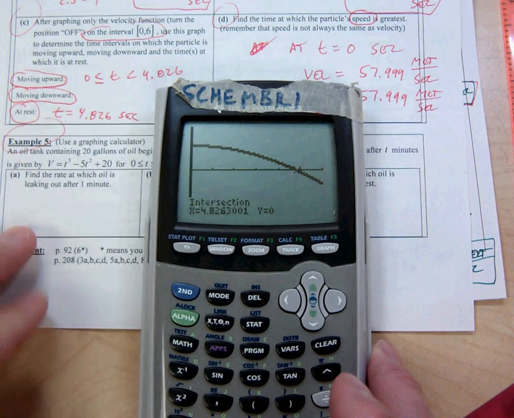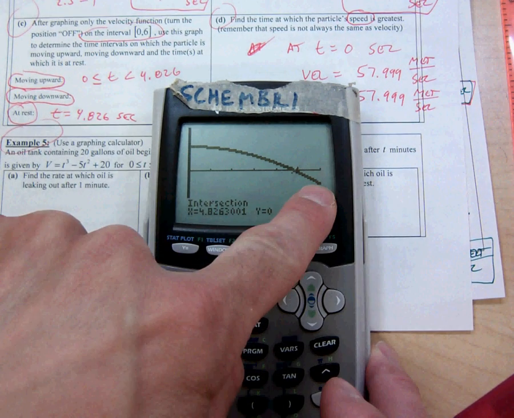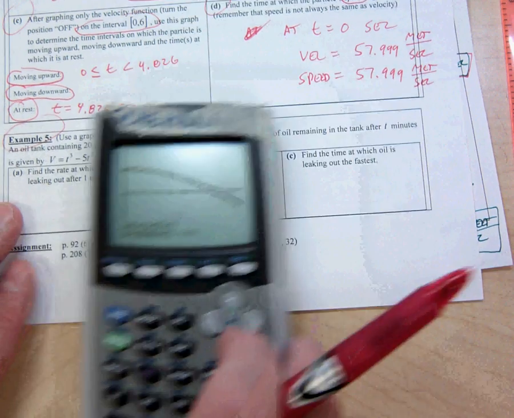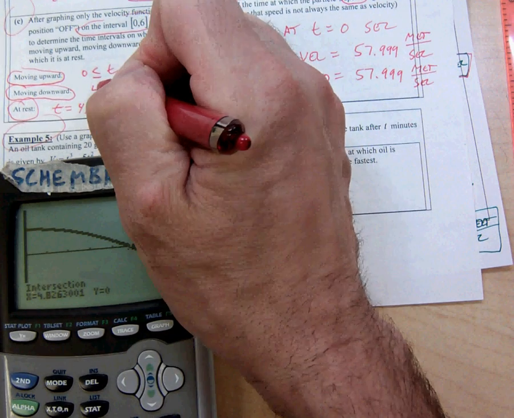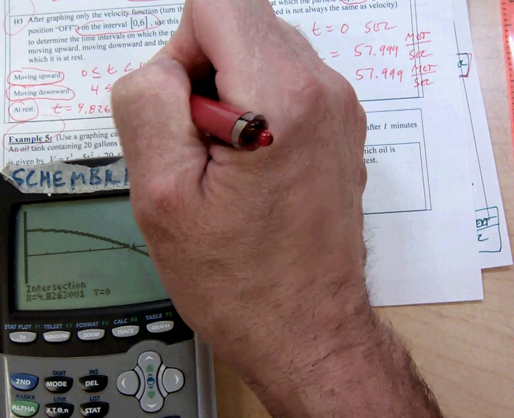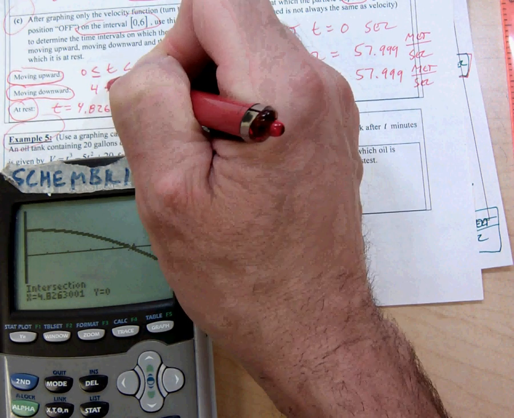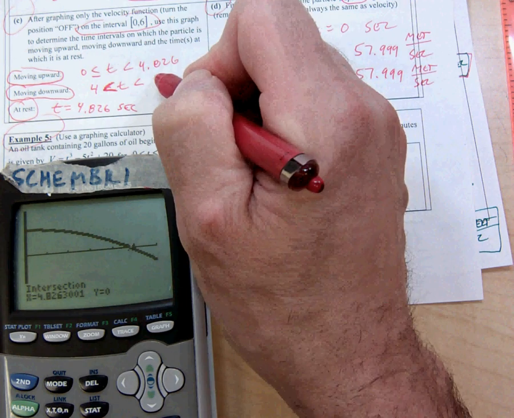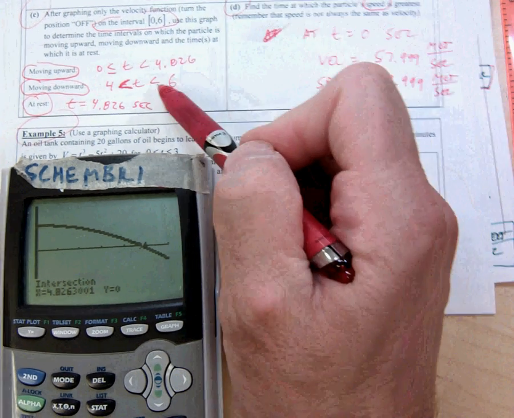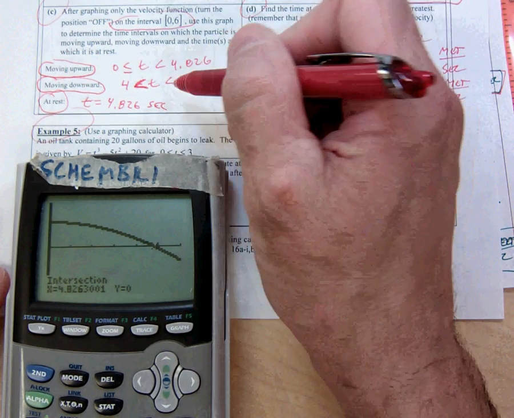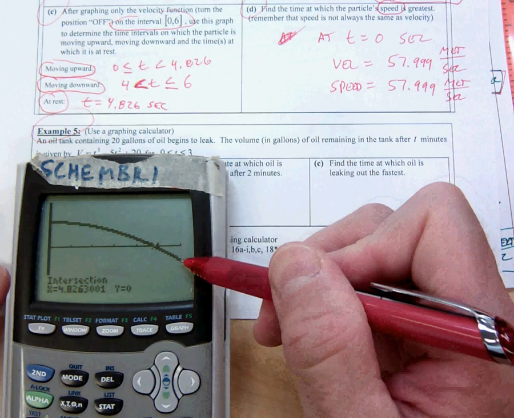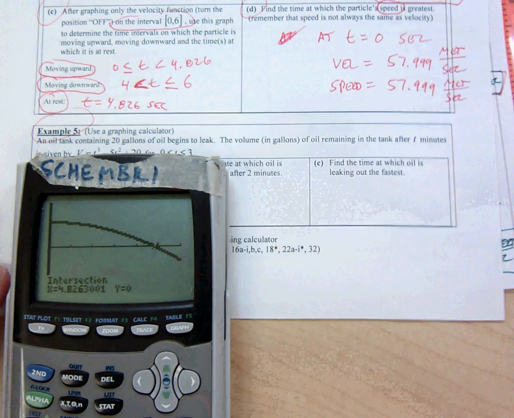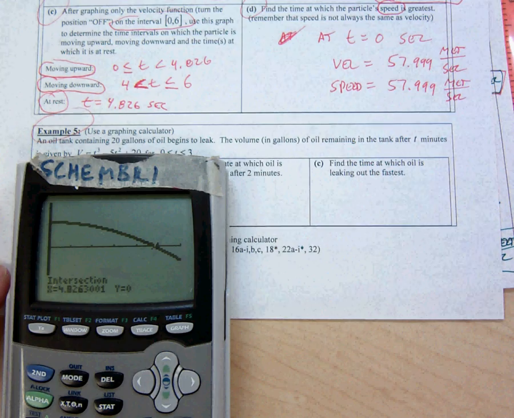Okay, and then when is the particle moving downward? From 4.82 seconds to what? 6 seconds? Oops. There should be no equal sign there. Sorry about that. What about here? Should there be an equal sign here? Yes or no? Yes. Why? Because at 6 seconds, you're down here. You got a negative velocity, which means the particle is moving in a negative or downward direction. Okay?